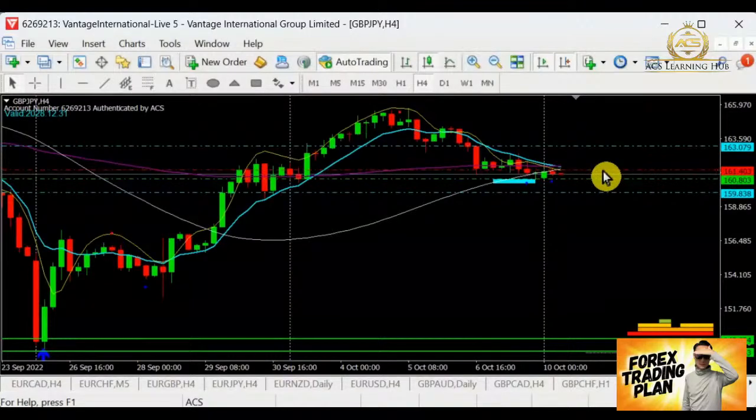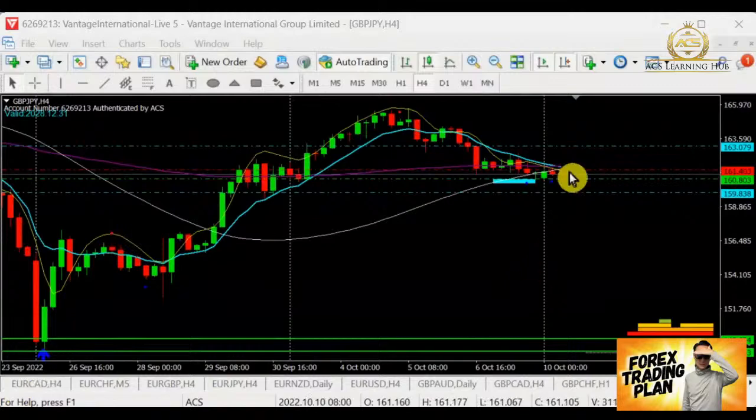This resistance is actually here, so I guess this is still very good. Pound yen to sell at this point here. For pound yen, selling is still highly possible at this point here.